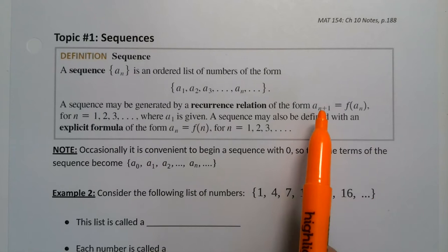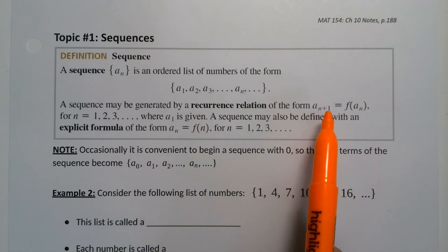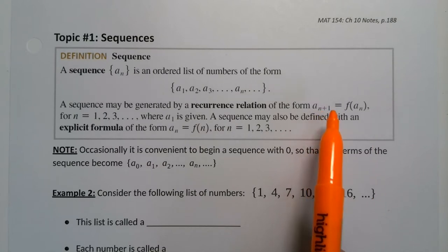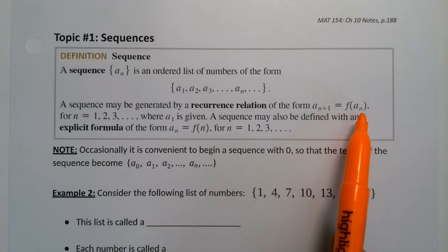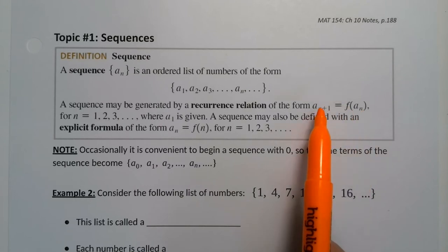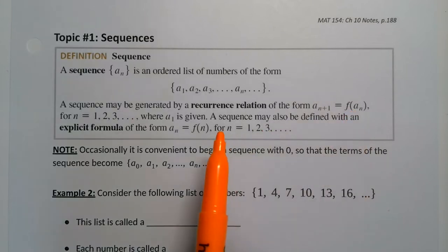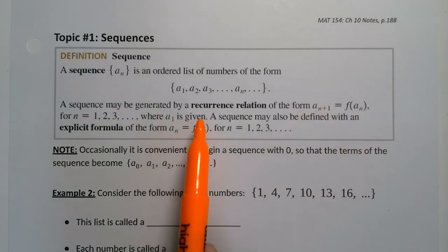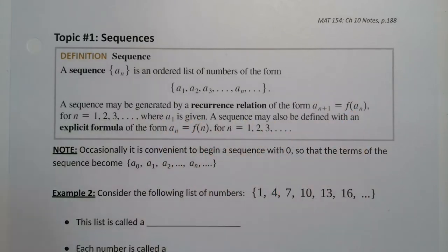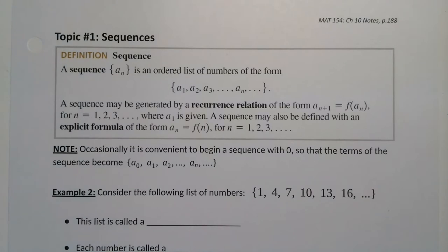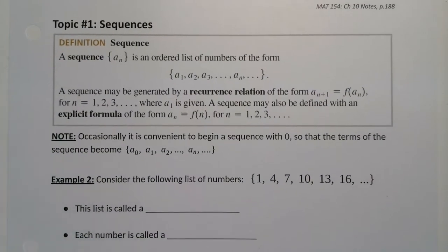Now, did you notice that? N plus 1 is the next value in that sequence after a sub n. So it's saying, hey, the next one is defined by the last one, or the most previous one. And then a sub 1 must be given in those cases. And then a sequence may also be defined with the explicit formula a sub n equals some function of n. Now we'll use both of these, so we kind of want to look at them a little bit more.